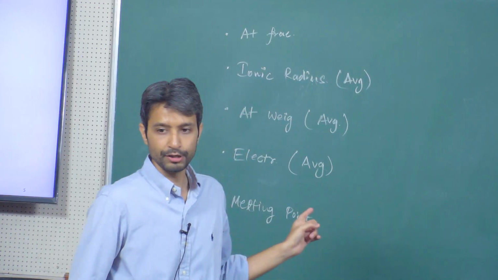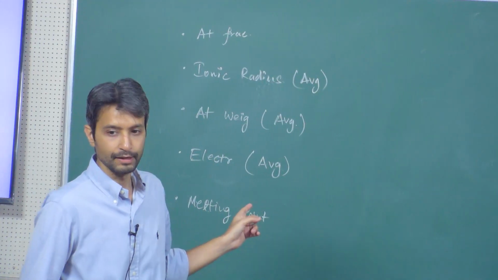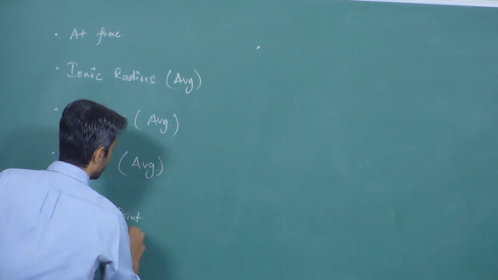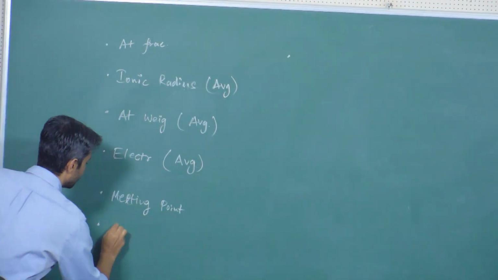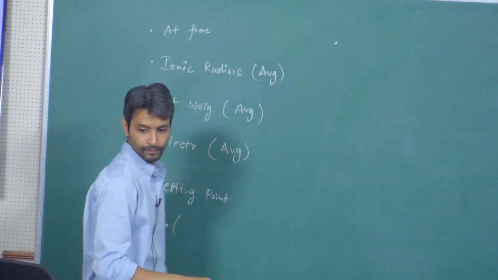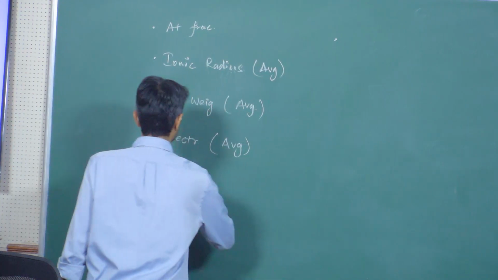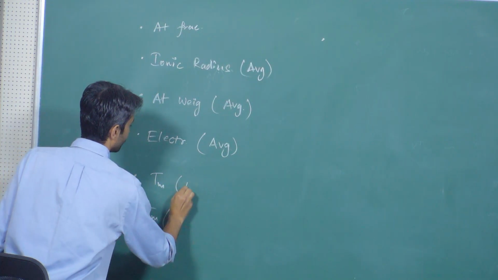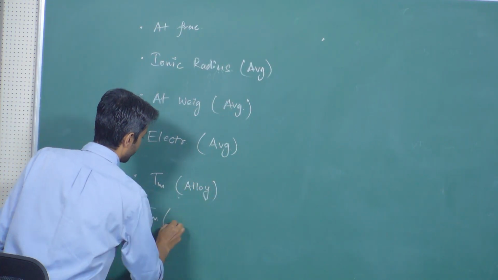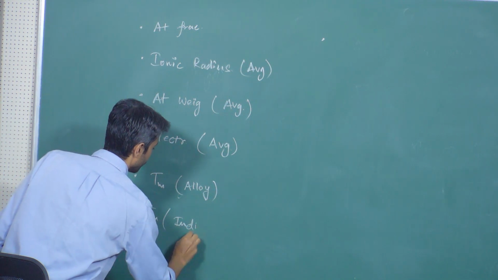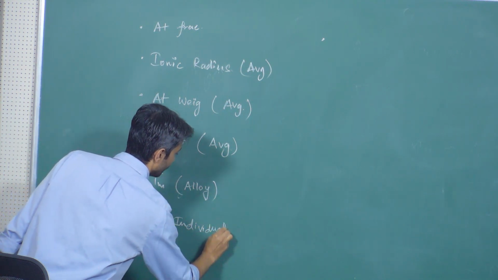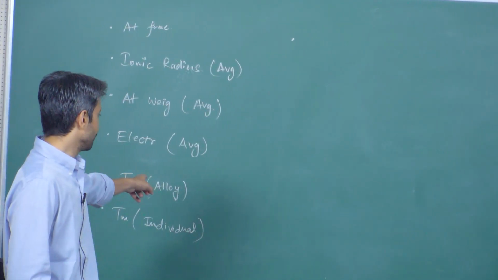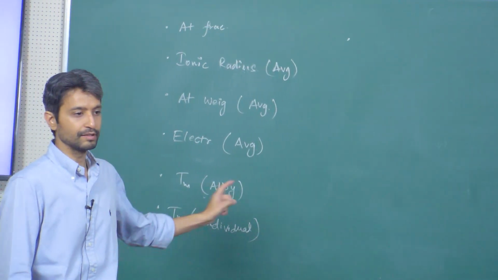I'll take the melting point of the alloy, or the individual compositions. So let me write two things: melting point of alloy and melting point of individual components. Okay, both I have written. Which one do you think will be better at estimating?